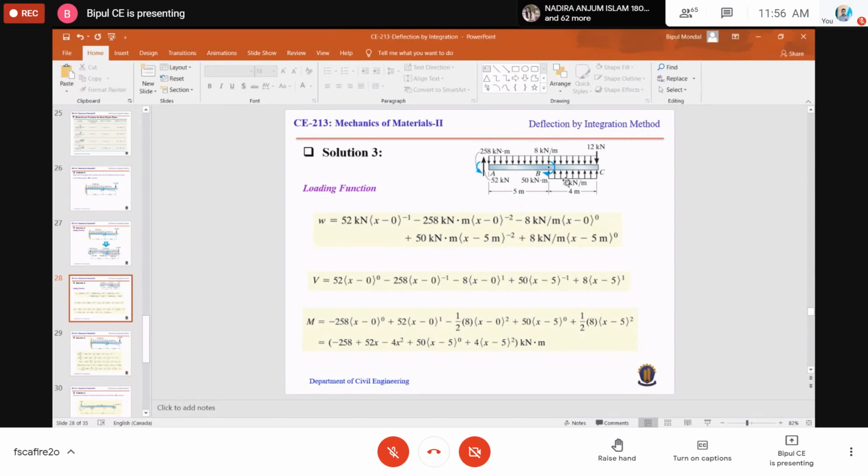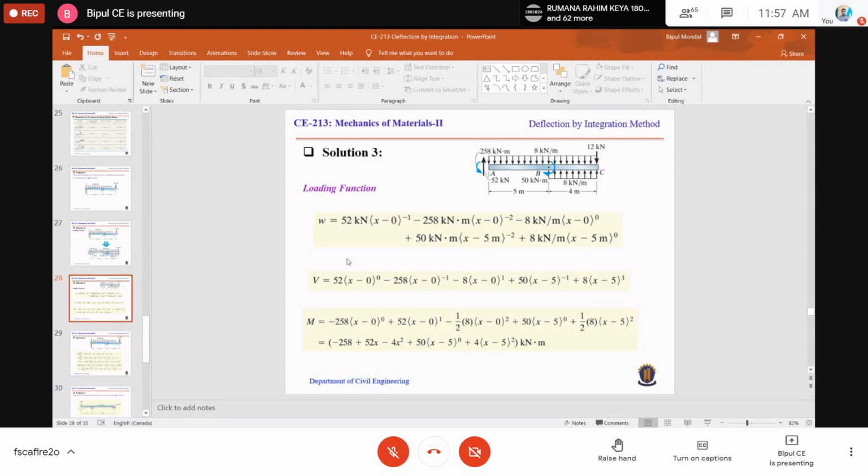Okay, and similarly there is another distributed load that is upward, so it will be positive. 8 kilonewton times x minus a, where x is this and a is 5 for this load, because this load has started from here. The distance of this starting point from the origin is 5 meter. That's why x minus 5, and it is still uniformly distributed constant, so the value of n will be 0.